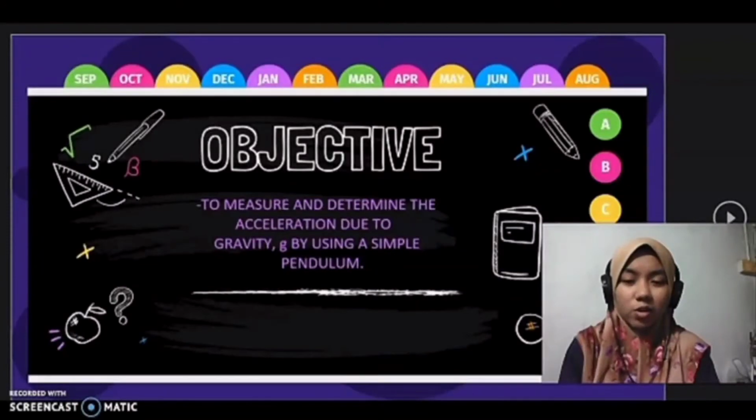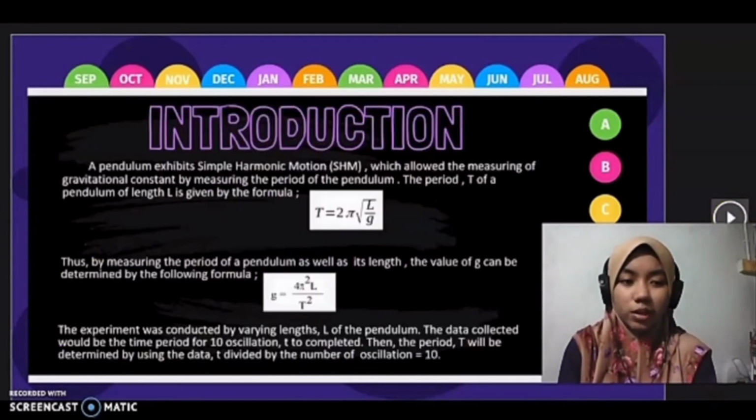Firstly, I will present the objective of this experiment, which is to measure and determine the acceleration due to gravity, G, by using a simple pendulum. Next, the introduction of this experiment.